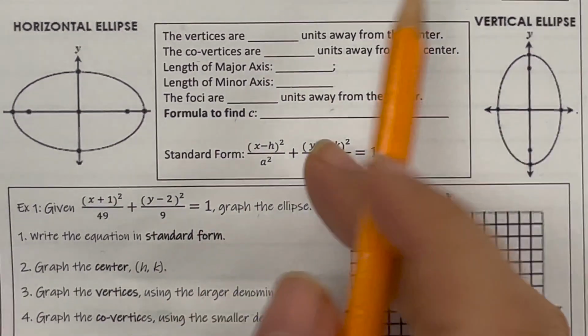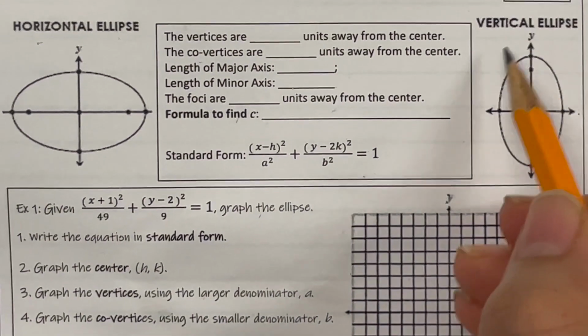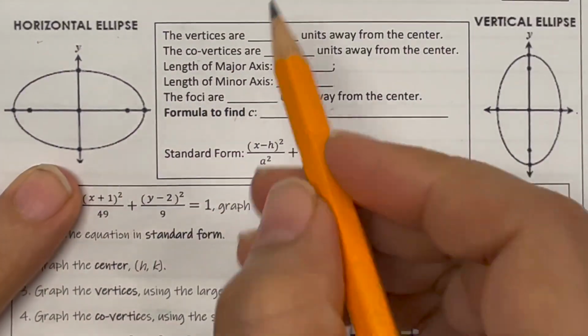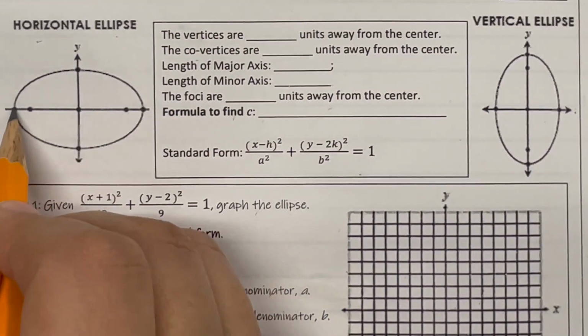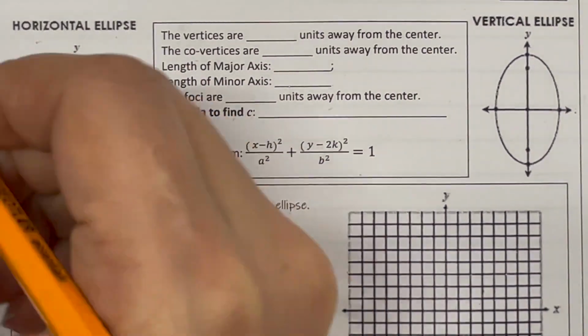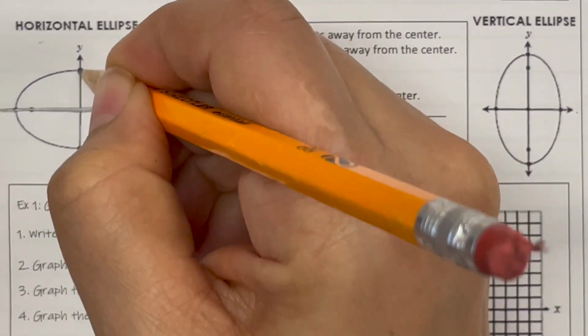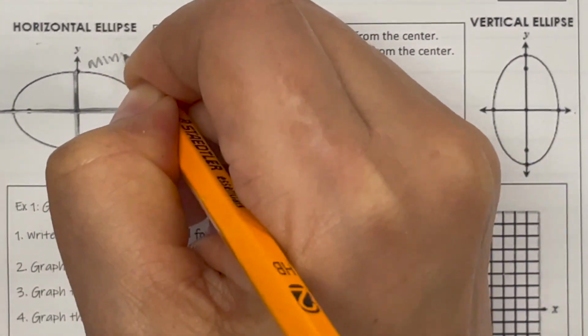All right, we're going to continue our look at ellipses. So we're going to focus a little bit more on it. So we have a horizontal one, which pulls in the x-axis. We have a vertical one that pulls in the y-axis. Your vertices are located on your major axis. Your major axis is the longer one. Your minor axis is the shorter one.